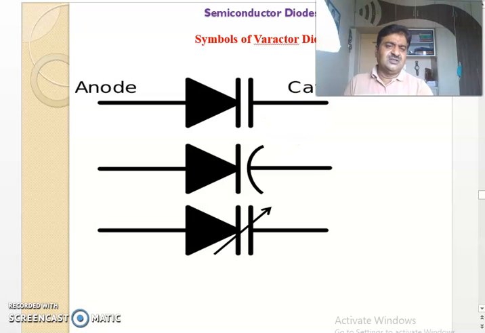So there are different symbols of the varactor diode. They are like this. Two plates showing a condenser like this, or in some cases it is like this. Here is the variable type. This side is anode and this side is cathode. Everywhere the anode is similar to the PN junction diode. Only there is a difference in the cathode. In some cases it will be like this, like this, like this.